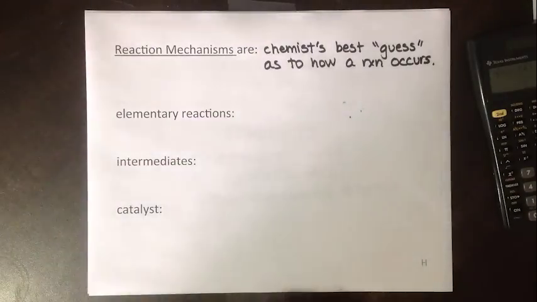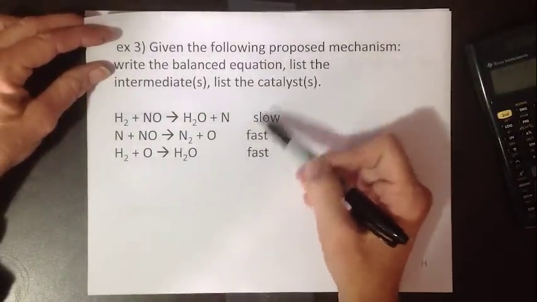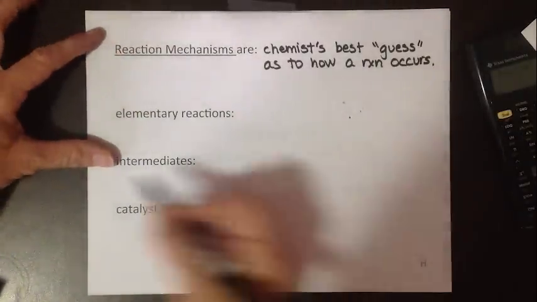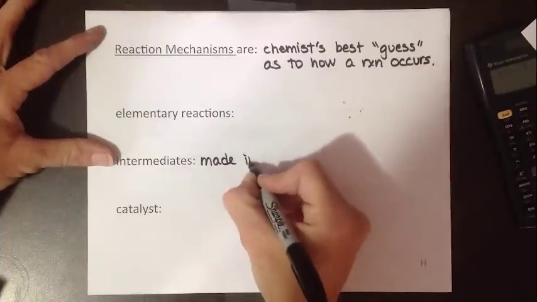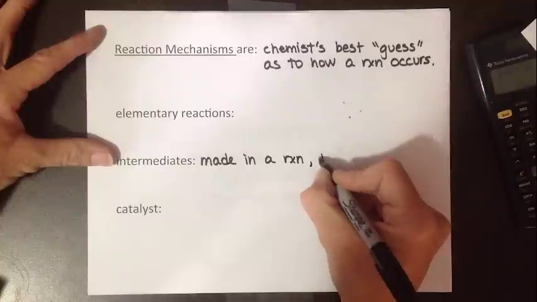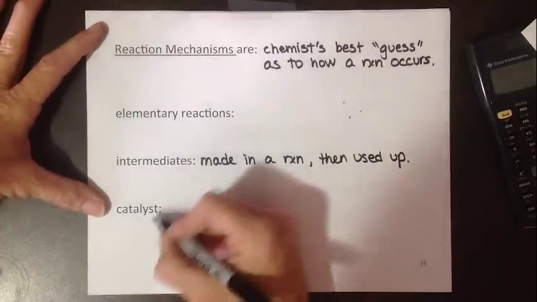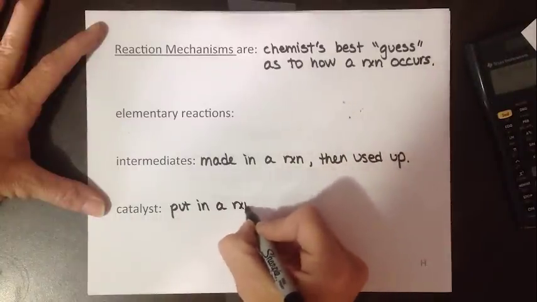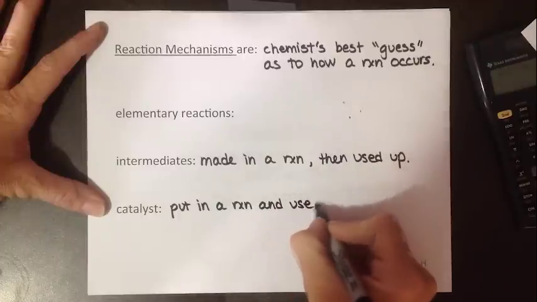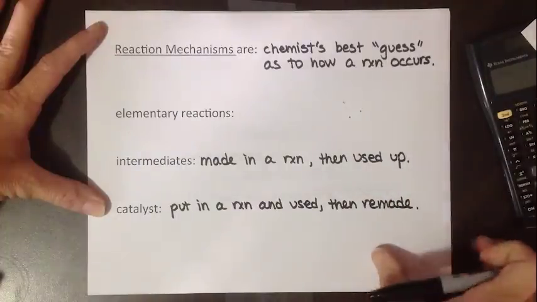Elementary reactions are the reactions that they use to describe. So don't copy this yet. But these 3 are elementary reactions. They're baby step reactions. Intermediates are made in a reaction, then used up. And catalysts, I feel like, are the opposite of an intermediate. They are put in a reaction and used, then remade. I won't go through these. We're going to do one reaction mechanism.